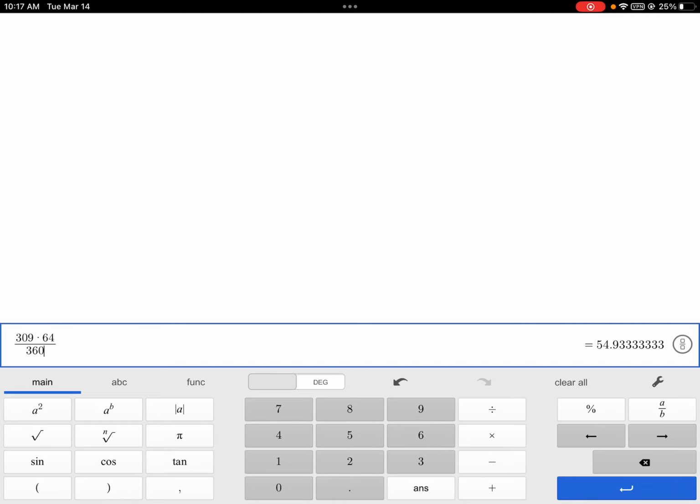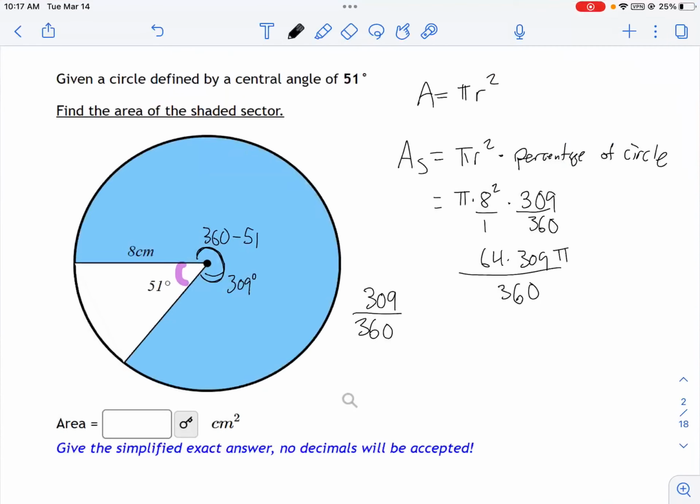Now you'll notice here that I did not include the pi. If you want a simplified fraction, do not include pi. Pi is an irrational number, and as soon as you put it in, no fractions coming back. So if you want to simplify the fraction, don't include the pi just yet. Turn it into your simplified fraction: 824 over 15 is this one.